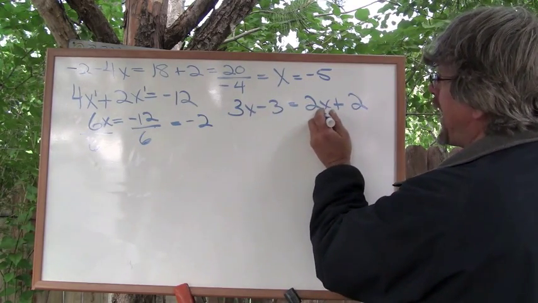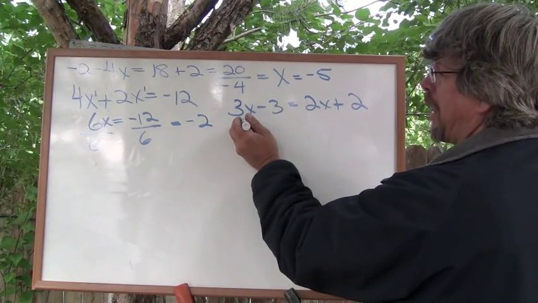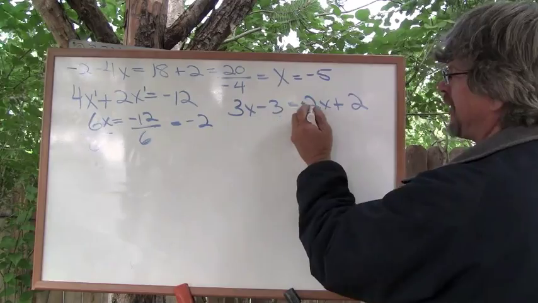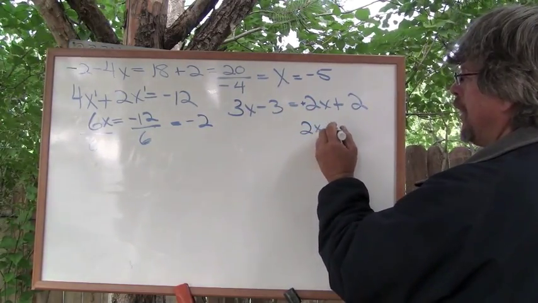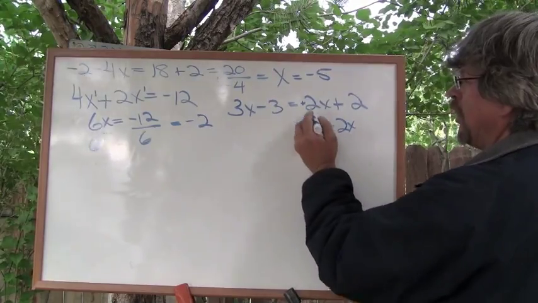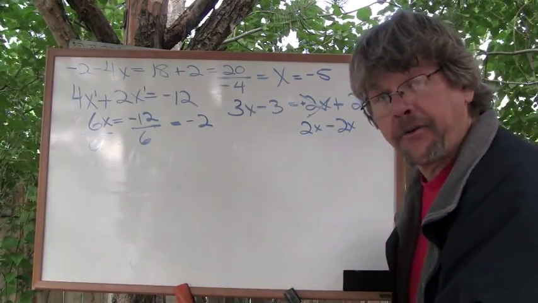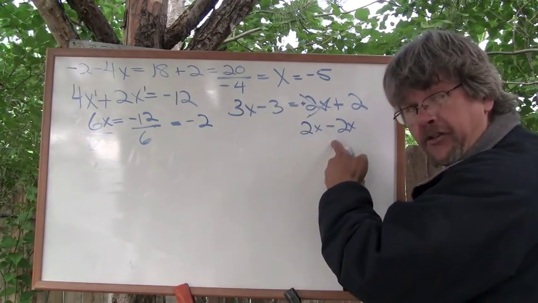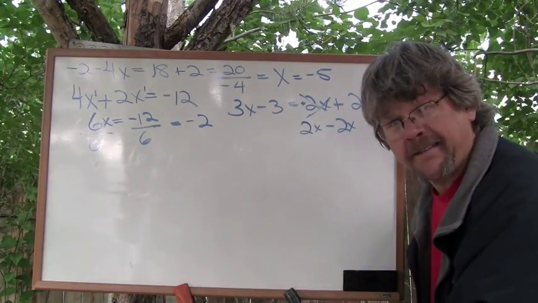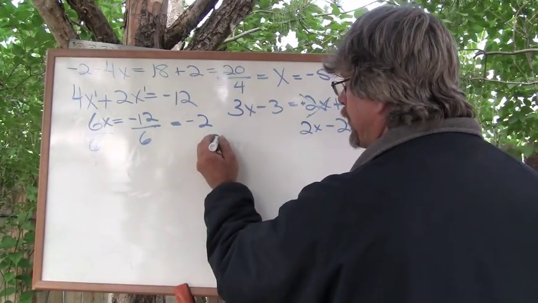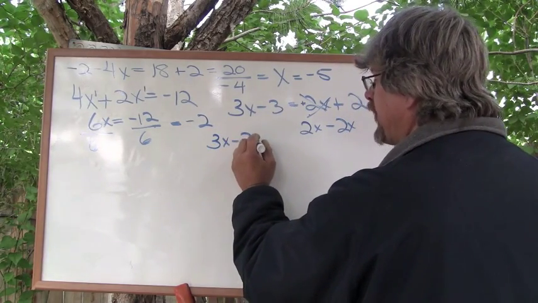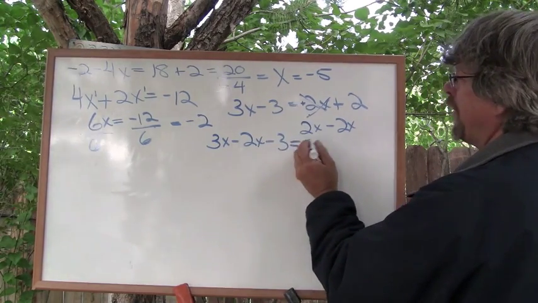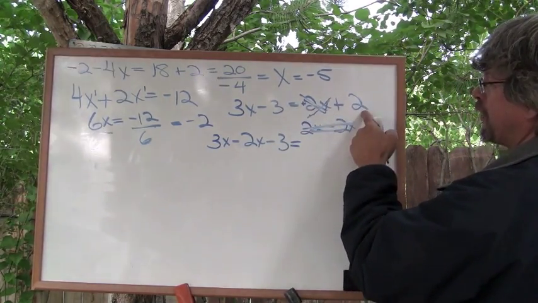First, subtract 2x and get your variable on the same side. How do you get 2x over here? It's added here. It's positive 2x here. So 2x minus 2x will get rid of the x on this side, right? So if you subtract 2x from this side, you have to subtract it from that side. Okay? So this ends up being 3x minus 2x minus 3 equals, we've canceled out that 2x, there's only a 2 left over.